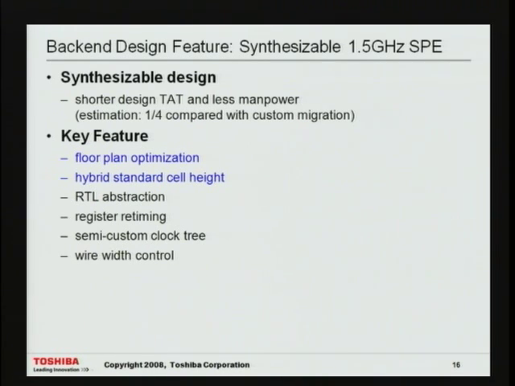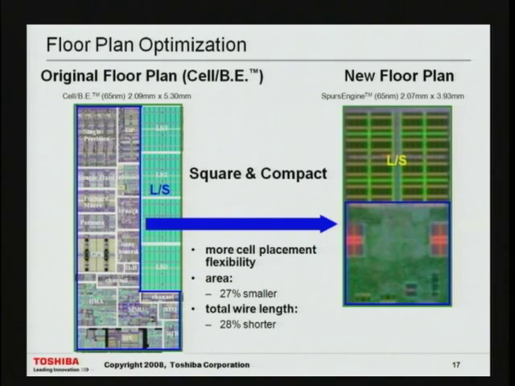There are several key features. Today, I will talk about two of them, floor plan optimization and hybrid standard cell height. The first back-end design key feature is floor plan optimization. The left is the original SPE floor plan image for the 65 nanometer Cell Broadband Engine SPE. And the right is the one for SpursEngine. The original plan consists of the MFC portion and three slender portions.